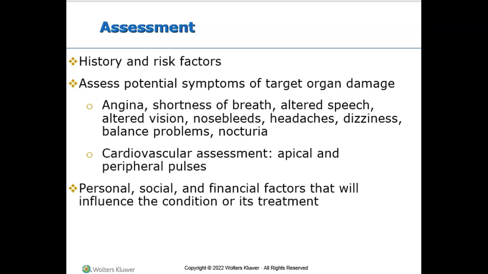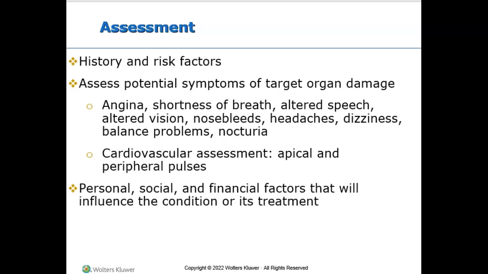So do they have angina? A lot of times it is intermittent chest pain. And maybe it is stable. What is stable angina? If you don't remember, go back and look. You need to know the difference. What is unstable angina? And do they have shortness of breath?